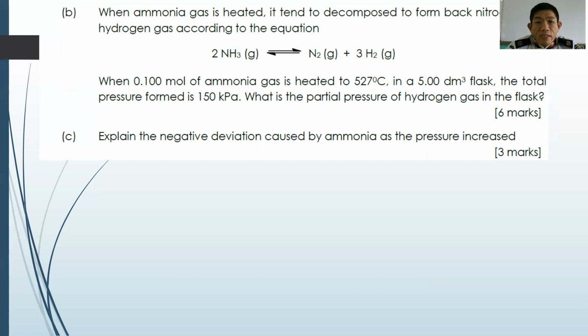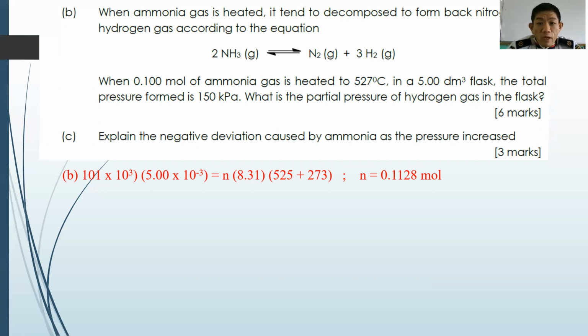Here, you first have to calculate the total moles when 0.100 mol of ammonia is heated. Because 0.100 is the initial moles of ammonia, after heating the moles become a mixture. So you first find the total moles of gases formed. First, use the ideal gas equation PV = nRT: 101 times 10^3 times 5.0 times 10^-3 equals n times 8.31 times (525 + 273). At the end, you get the total moles of gas as 0.1128 mol.